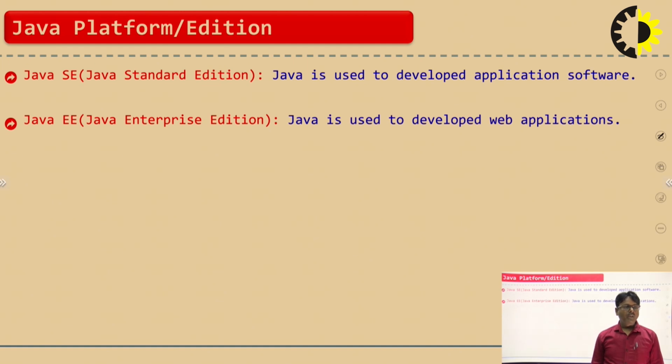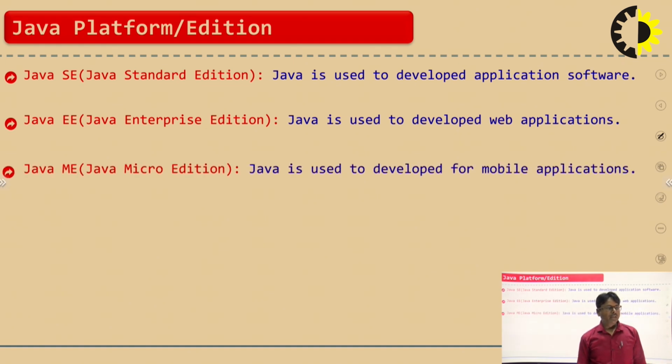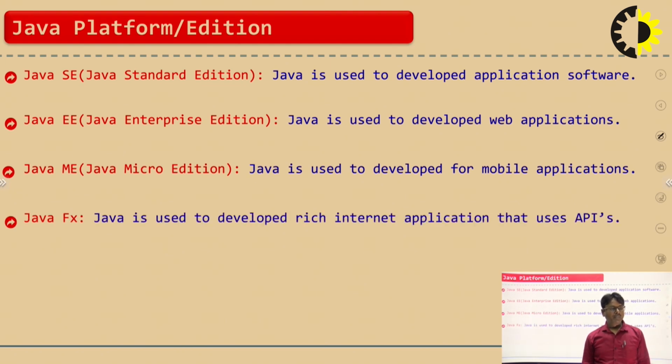An edition represents what kind of application software development work can be done on this particular platform. Java Standard Edition is used for developing application software. Similarly, for developing web applications, Java EE, that is Enterprise Edition, is used. Another is Micro Edition, used especially for mobile development. And another one is JavaFX, used to develop rich internet applications.